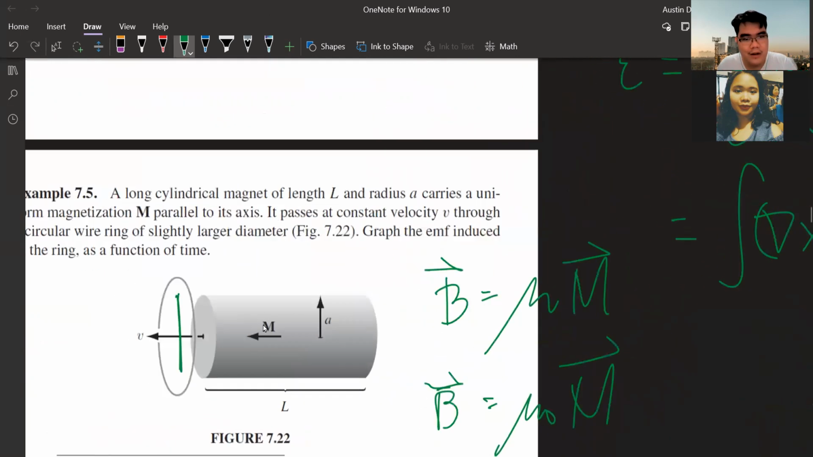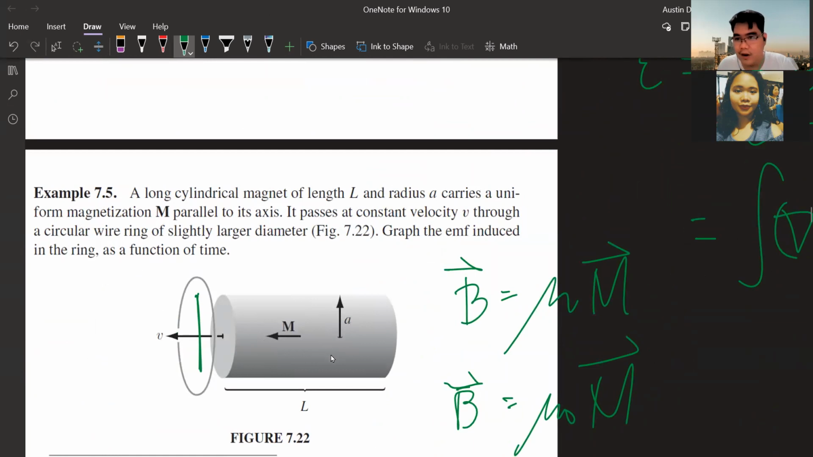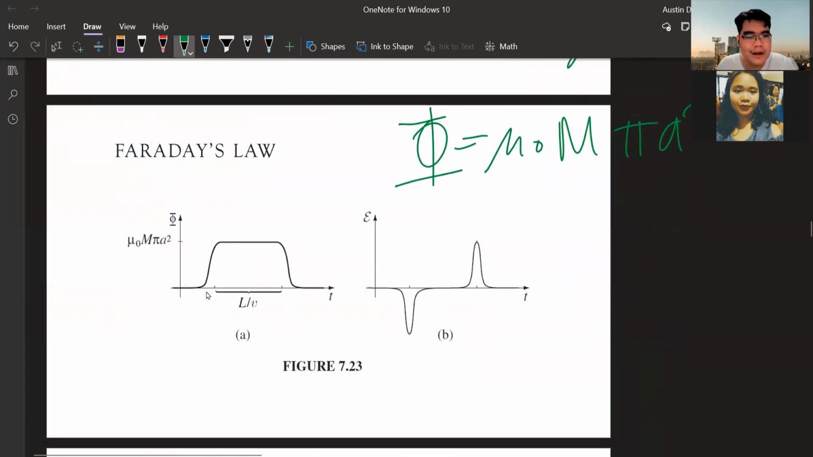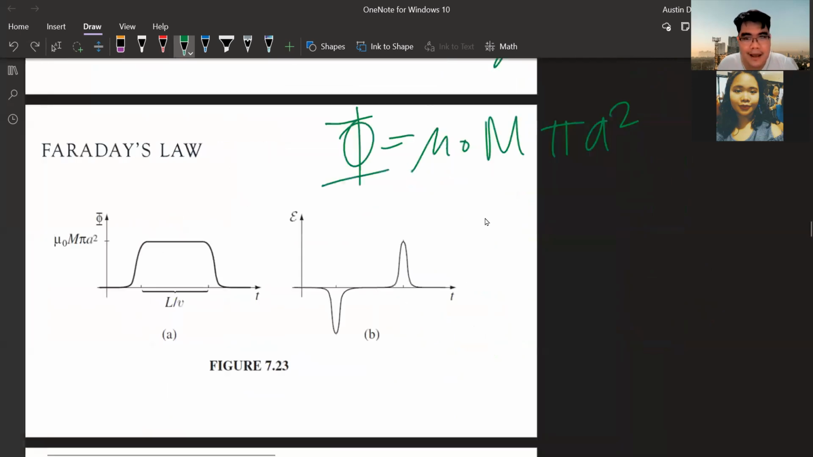If you throw the cylinder away very, very far, wala kang makukuhang flux dito. Syempre, wala namang magnetic field. And then kapag nilapit mo siya dyan, ito yung makukuha mong maximum. Okay? So, let's graph that. So, this is flux versus time. Syempre, kapag malayo pa siya sa loop mo, there will be no flux kasi wala mararamdaman na magnetic field yung ring. So, zero. And then, kapag nilapit mo na siya, maaabot mo yung maximum mo, which is mu naught M times pi A squared.